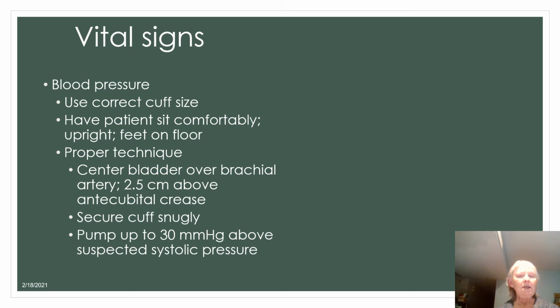And there you can see, centered over the brachial artery, secure it snugly, pump up to about 30 millimeters above suspected systolic pressure. It was always kind of cool when we were doing this and listening, because sometimes you can hear it and you know where it stops, so you know how much higher to go up at that particular point. Keep that arm at about mid-chest level, okay, and relax it. What's interesting, we need to make sure we understand this. If the patient has their arm down, that blood pressure is going up. If they have their arm up, that blood pressure is going down, okay?